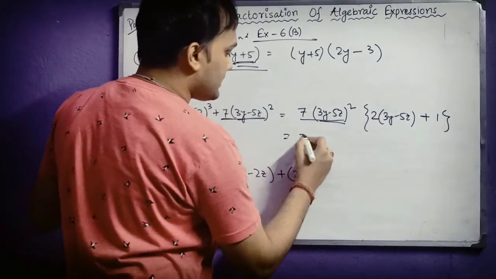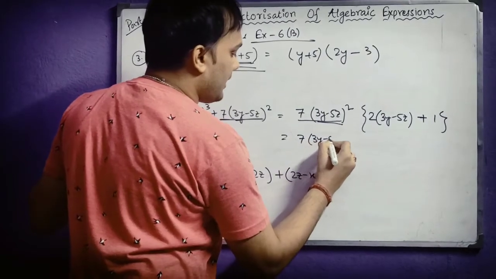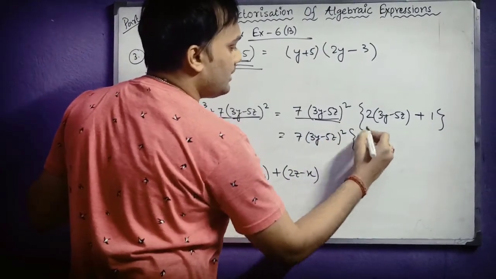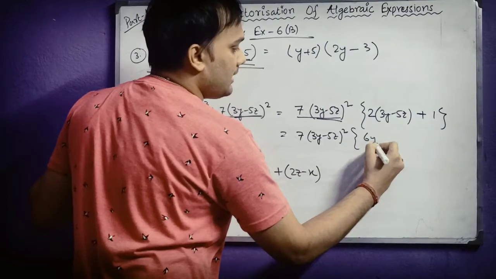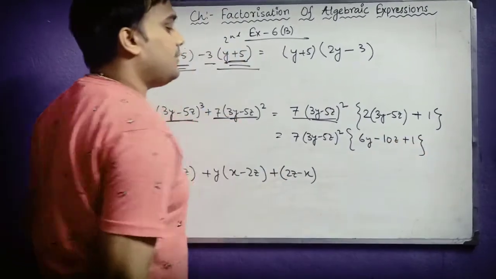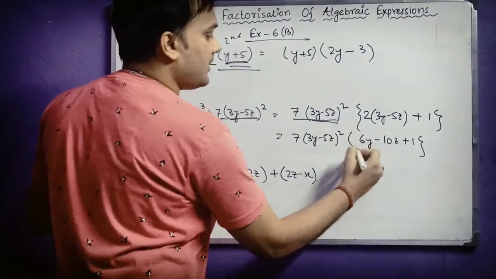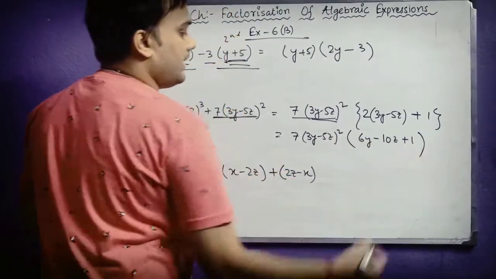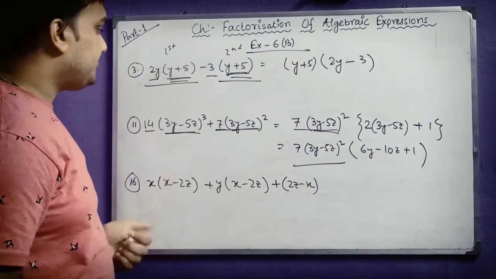So now you have to solve this. 7 into (3y minus 5z) whole square, then it will be (6y minus 10z plus 1). This will be your answer. You can expand this inside the first bracket also. No problem with that. This is your final answer.